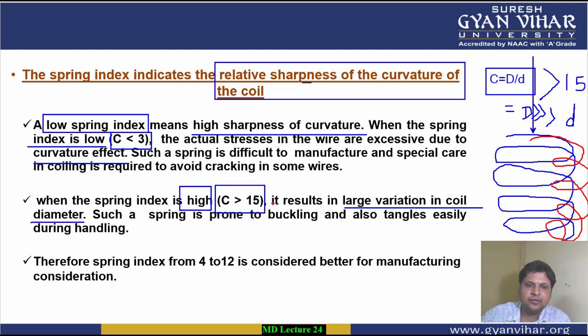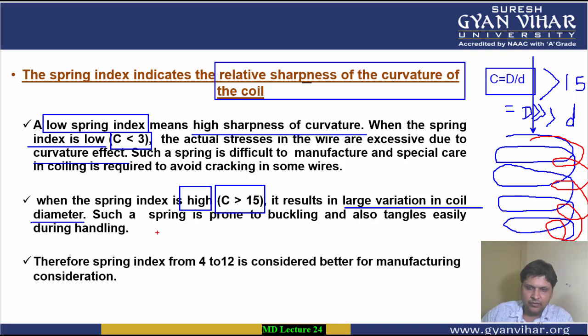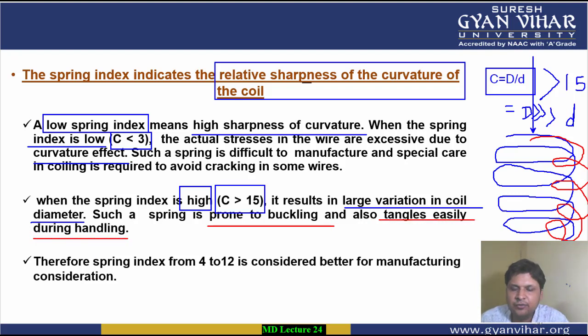So in the case when the spring index is very high, greater than 15, there is large variation in coil diameter. You can see your coil diameter is very much larger than the wire diameter, and due to this such a spring is prone to buckling and also tangles easily during handling. Whenever you use it, you will see that such springs tend to get tangled with each other, and they are very much prone to buckling, as I have already explained in short.